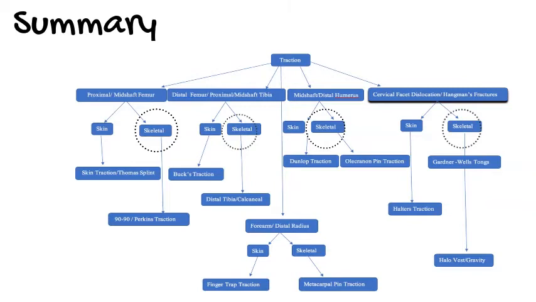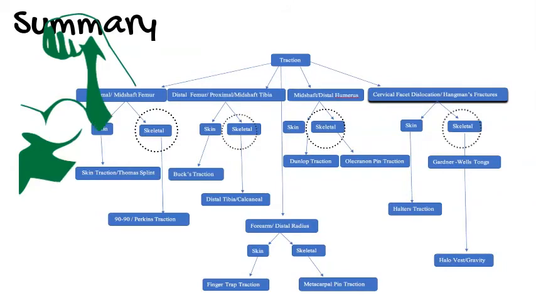For forearm or distal radius, in skin traction, we use finger trap traction. For skeletal traction, we can use metacarpal pin traction. For mid-shaft or distal humerus fracture, for skin traction, example Dunlop traction. For skeletal traction, we can use olecranon pin traction. As for cervical facet dislocation or hangman fracture, as previously covered in part 2 of my video on Gardner-Wells tong, for skin traction, halter traction could be used.